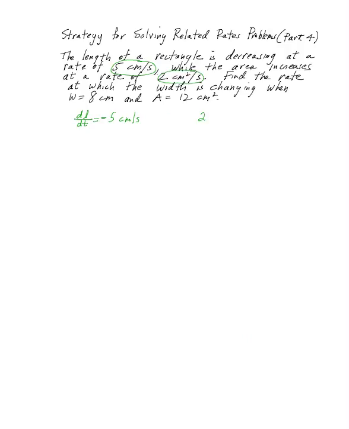Another rate, 2 square centimeters per second. That's the rate at which the area is changing with respect to time. But that's positive 2 square centimeters per second since the area increases. And I want to find the rate at which the width is changing, dW/dt.